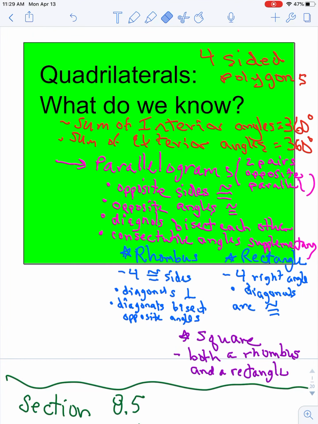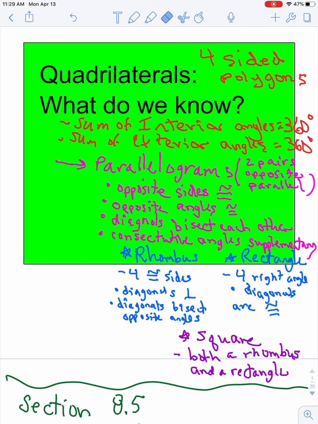Hello everyone. Today we are going to talk about section 8.5, which is actually going to look at quadrilaterals that are not parallelograms. So what I did with this first slide is I tried to remind us of a lot of the things that we have been working on in chapter 8 with quadrilaterals.